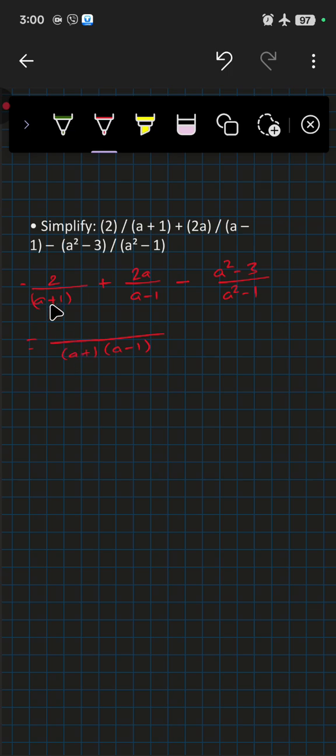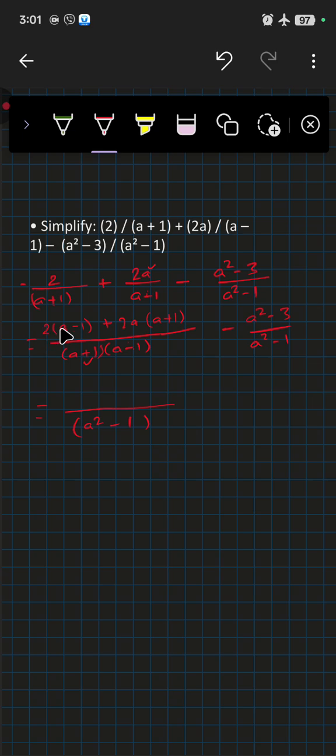This and this will be cut. A minus 1 which is left will multiply this one, 2 into a minus 1. Similarly this 2a will multiply, a minus 1 is reduced, what is left? A plus 1. That will multiply this 2a, a plus 1. Let the last one be the same, a square minus 3 by a square minus 1. So here we go. Here we have a plus 1 into a minus 1, which is a square minus 1.